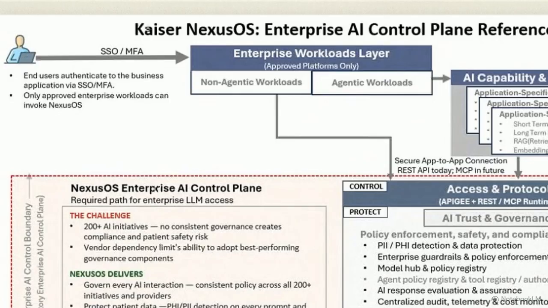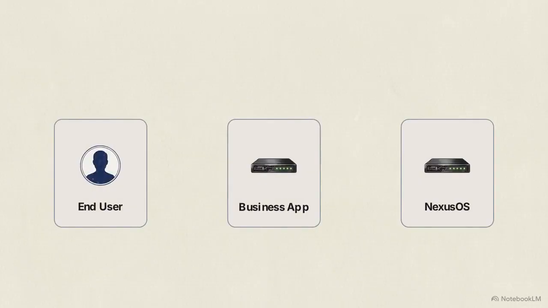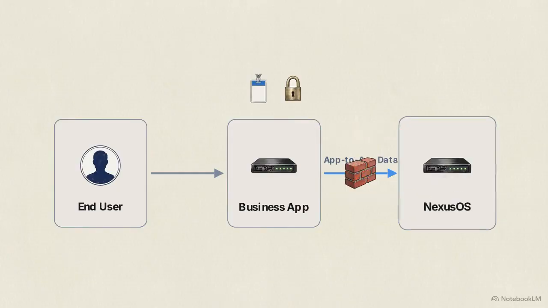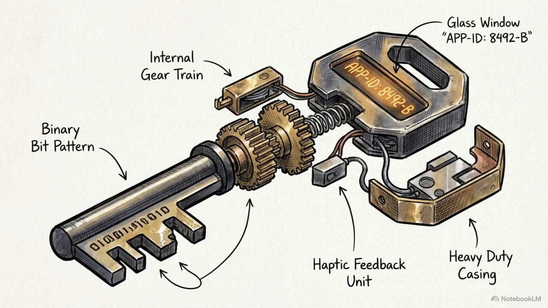Looking at the top left of the diagram, the end user authenticates via SSO directly into the enterprise workload. That authentication relationship stops at the business application. The user's individual credentials never reach NexusOS. Instead, the application itself registers with the platform during onboarding to receive a unique identifier called an App ID.